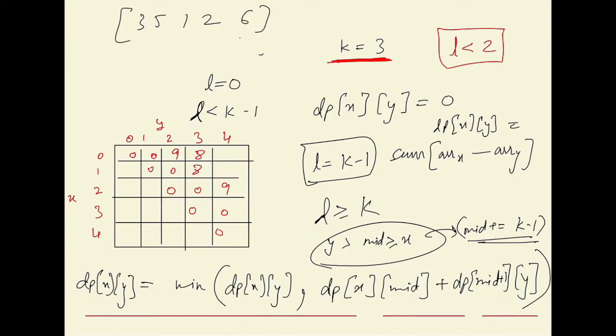Now let's consider the subproblem from 1 to 4. So either we break at this, and these are our two cases. For this the cost would be 0, and for this the cost would be 9. Or we break at this and this. So for this the cost would be 8, and for this the cost would be 0. So again, the minimum of these two cases is 8.